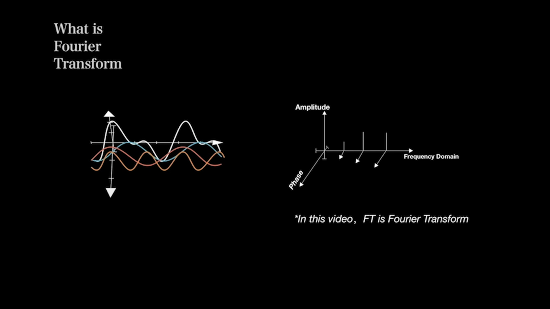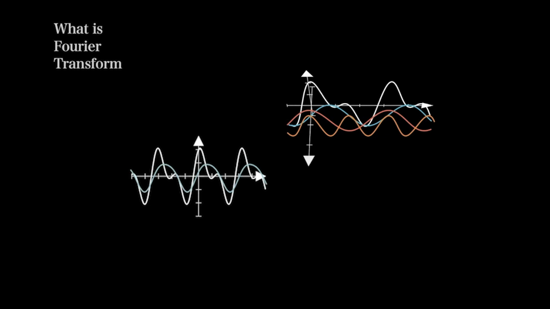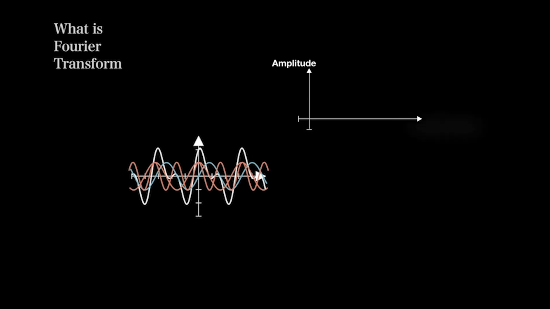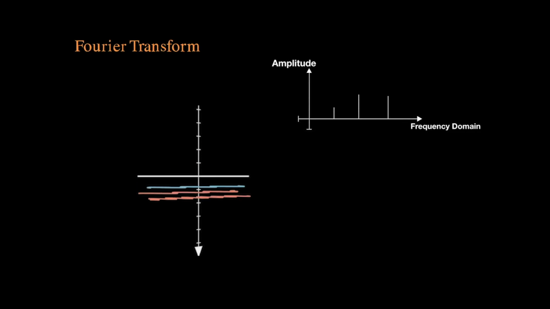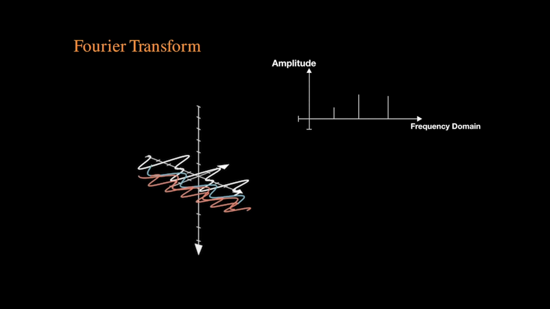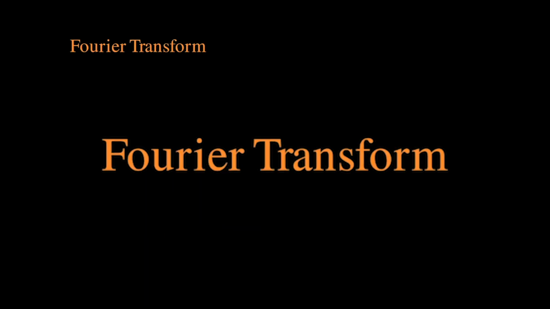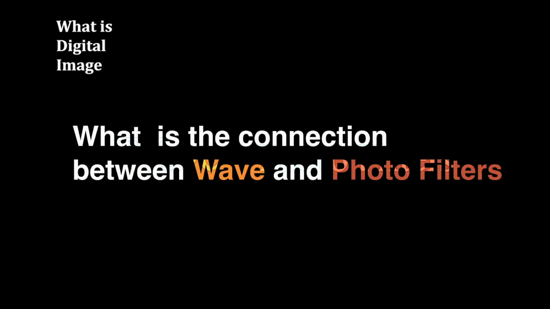Then we can see this way is the Fourier transform, and the inverse way is the inverse Fourier transform. Now, we almost know what Fourier transform looks like. And the attentive viewers among you might notice this is more about transformation on waves. So you might have another question. What is the connection between waves and photo filters?